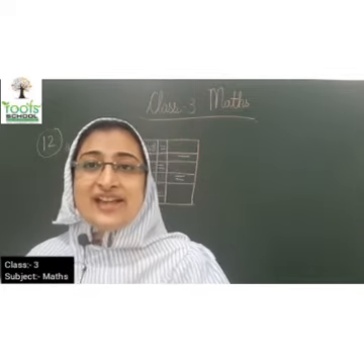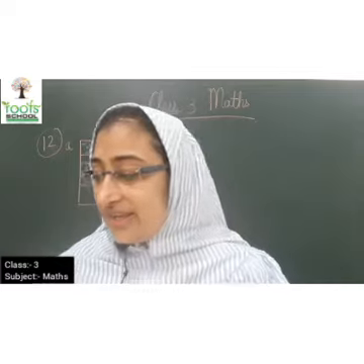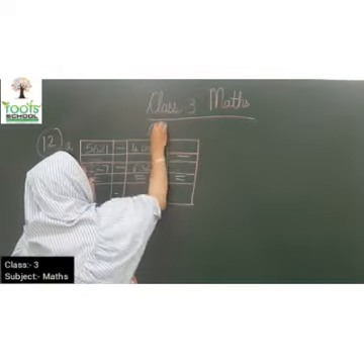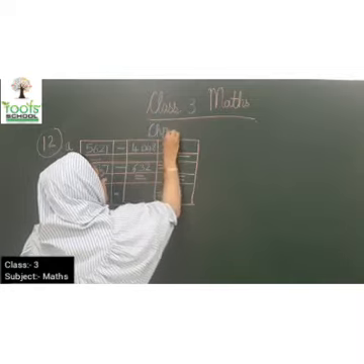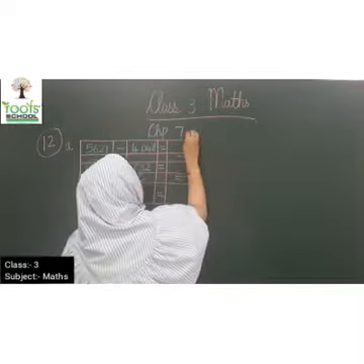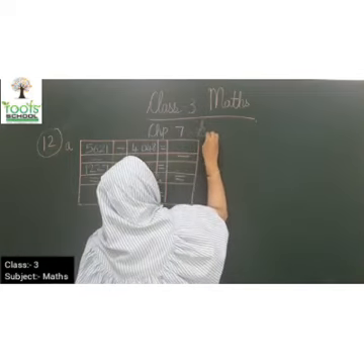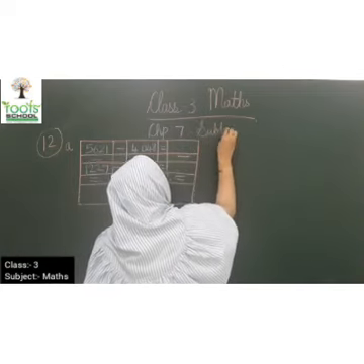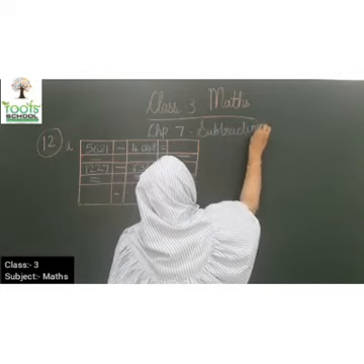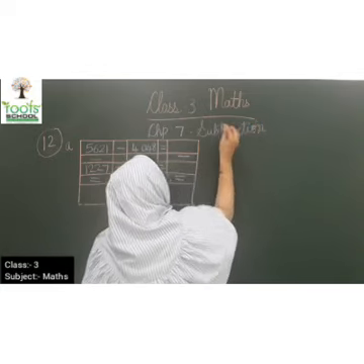What's your class? Class 3 maths, and we are doing which chapter? Chapter number 7, subtraction of 4-digit numbers.